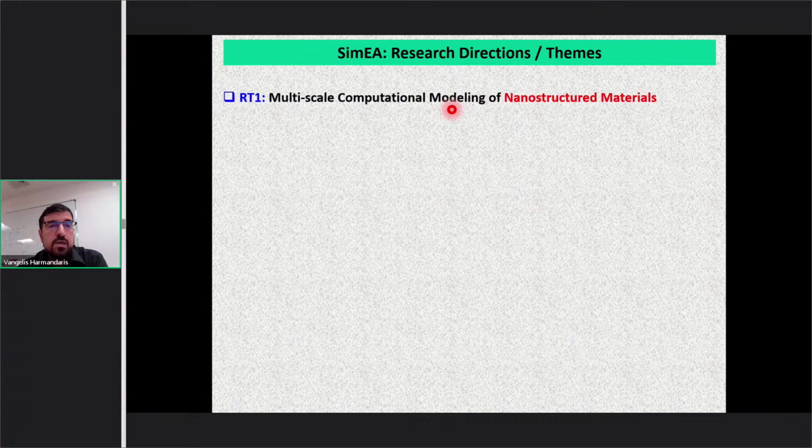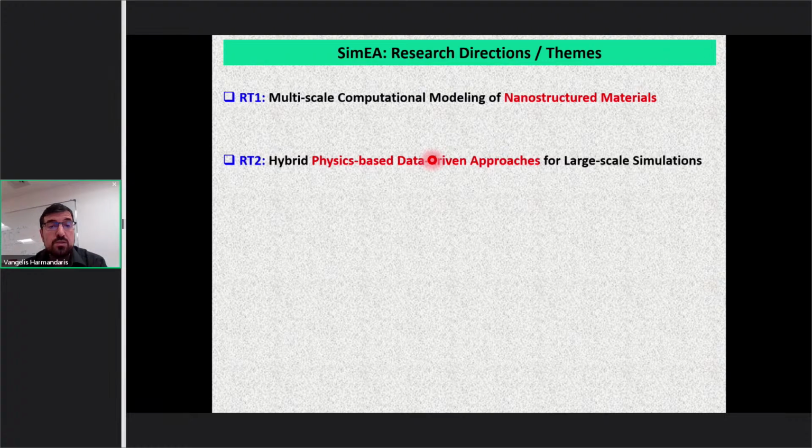And here now you will see the main research directions, as we call them, under SimEA. So the idea of SimEA is to start from some projects and then to propose new projects that belong in this computational modeling of nanostructured materials, as we call it here, or to develop new methods for large-scale simulations, hybrid methods, physics-based and data-driven, as we call them, and all of them for large-scale applications, scalable codes for using large infrastructure.